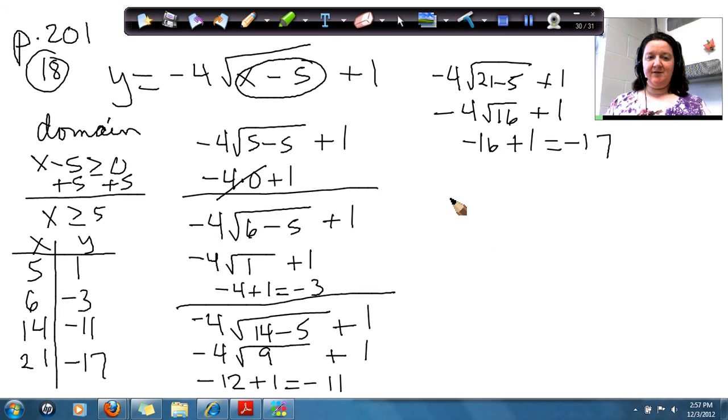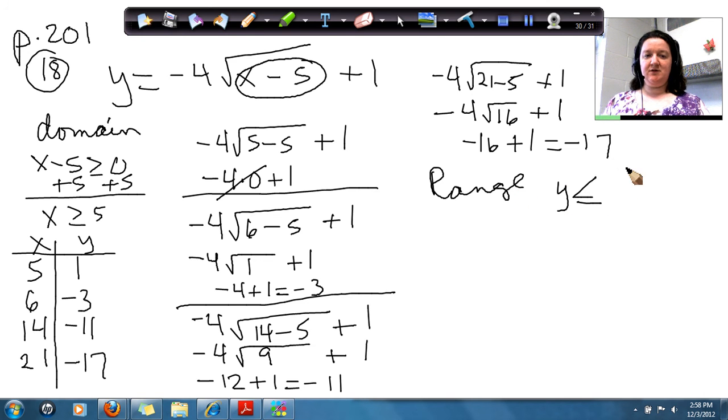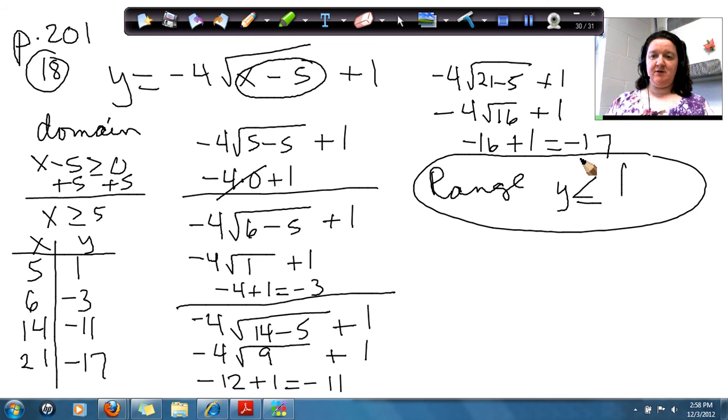So all my y values are negative, so I would say that my range is y less than or equal to 1. So that's one part of it. That was my domain. So now let's look at our graph.